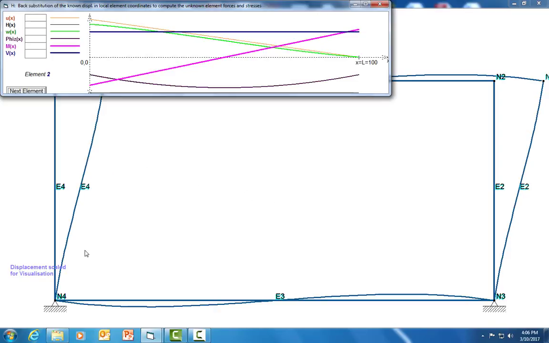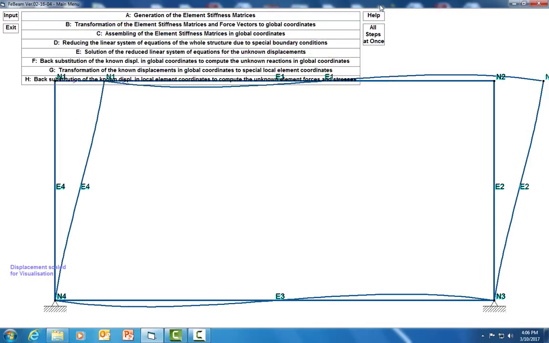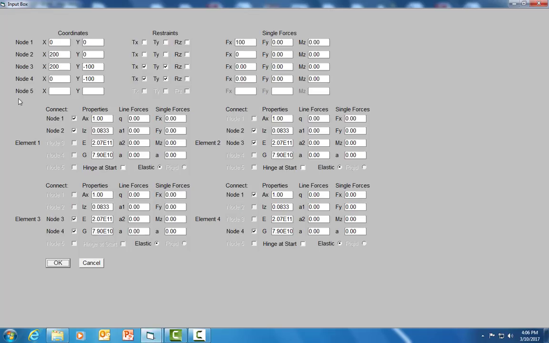So we go back to the beginning and just say a few words about the input. You can have a hinge for every element, which means the moment is free. And we can also have the hinge for every element, and also we can have it elastic, or we can have the member rigid.